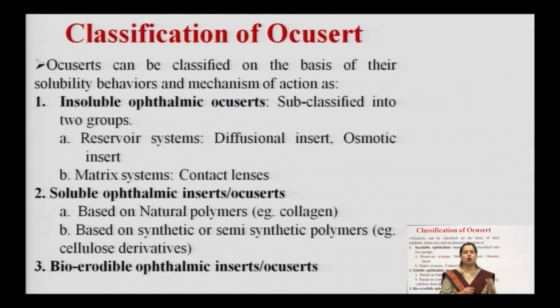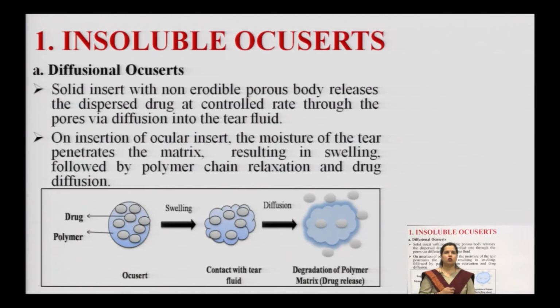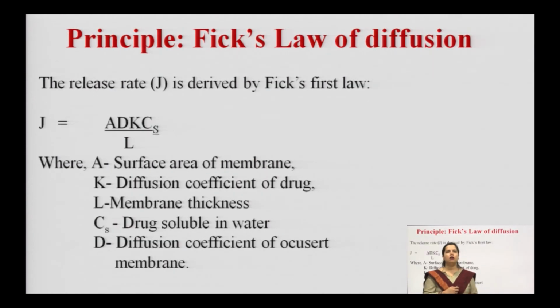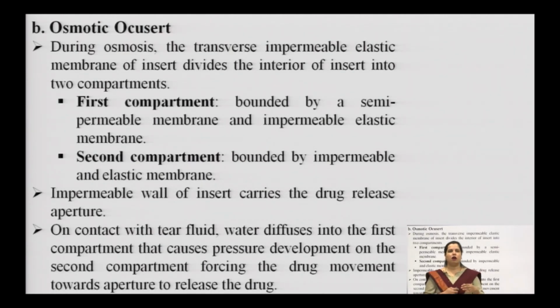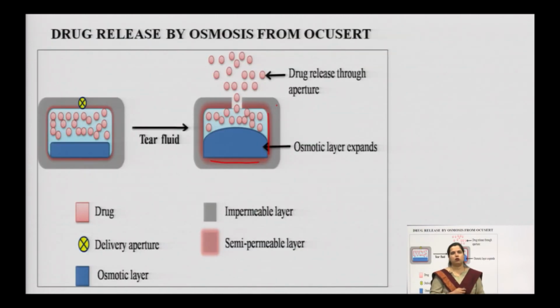Now, next, the Ocuserts may be of a variety of types. First is insoluble, second is soluble, and third is bioerodible ophthalmic inserts. On the basis of solubility behavior and mechanism of action, these are divided. So, insoluble inserts may have different types, with a diffusion release mechanism, and an osmotic type of release mechanism using the osmotic pressure approach in inserts, namely osmotic Ocuserts, in which the release mechanism is represented.